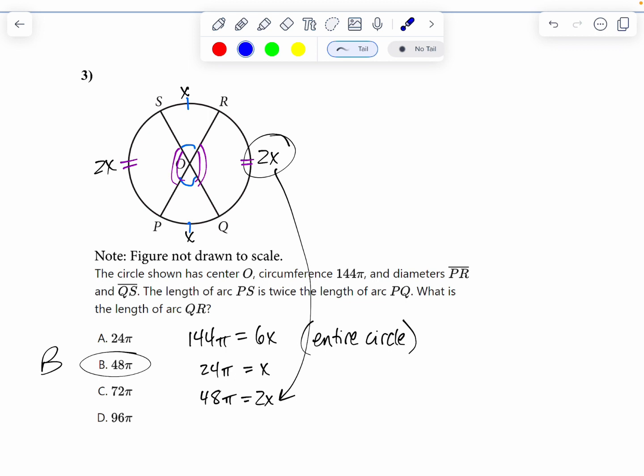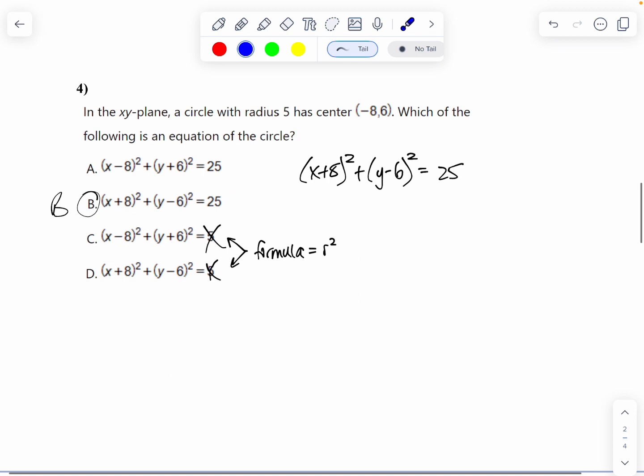Anyways, it's also, if you think about it, 2 out of 6 of the entire circle. That's the fraction that it is. You could also take this number and multiply it by 2/6. Then you get 2 over 6. You get 48. Number 4.